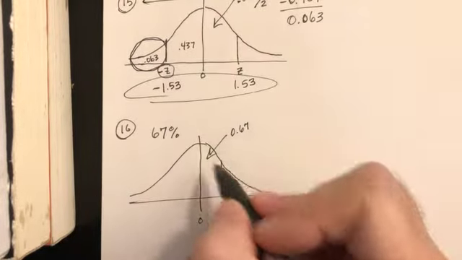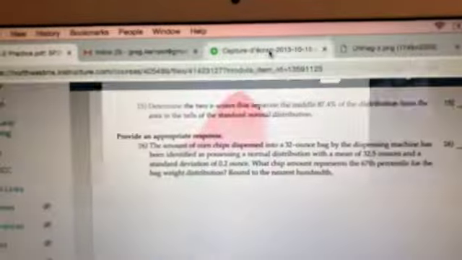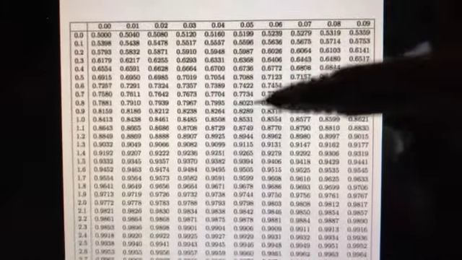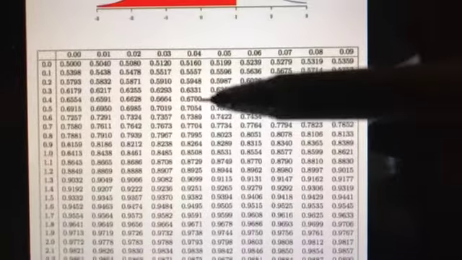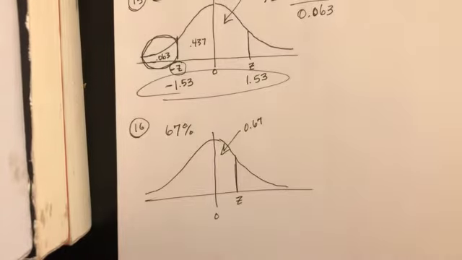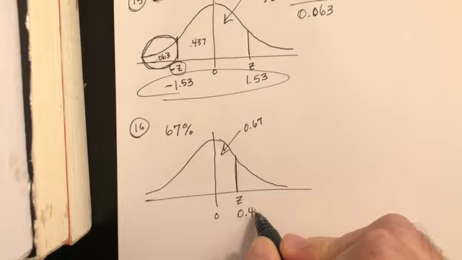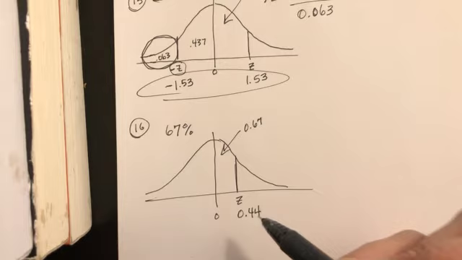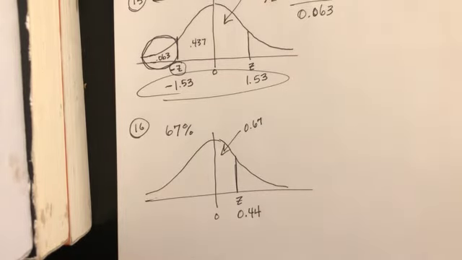All right. So first, let's start looking for 0.67 in that chart. Now I want the positive one, so let's go to the positive one. Let's focus in on this so you can see. All right, 0.67, there it is. 0.44. So this z-score is 0.44. And they wanted z-scores in the last problem. Here they want the x amount. They want the number of chips.